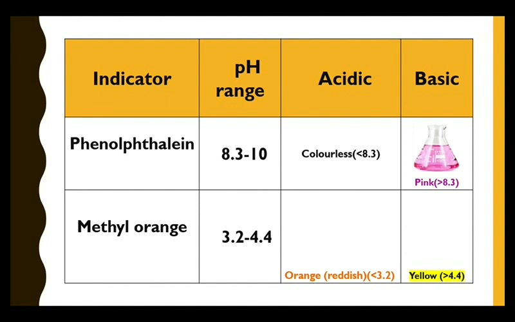The pH range of methyl orange indicator is 3.2 to 4.4, and it shows reddish orange color in solutions whose pH is less than 3.2, while methyl orange shows yellow color in solutions whose pH is greater than 4.4. Remember this because we are going to use the same concept in the coming discussions. Let us take one example.